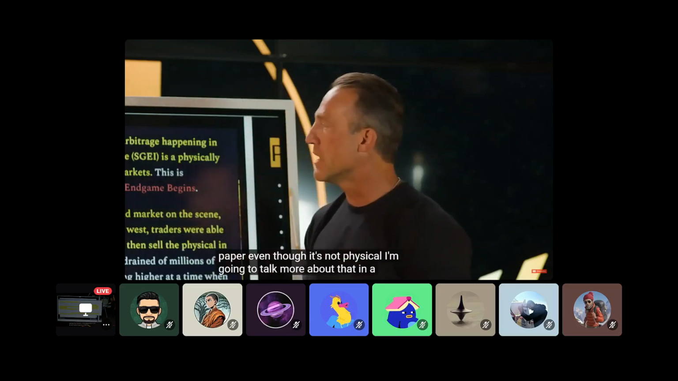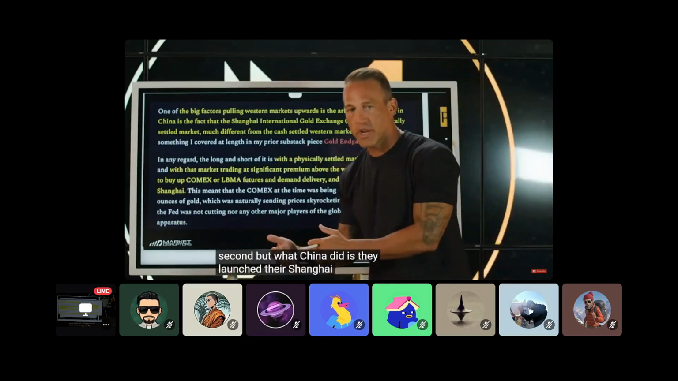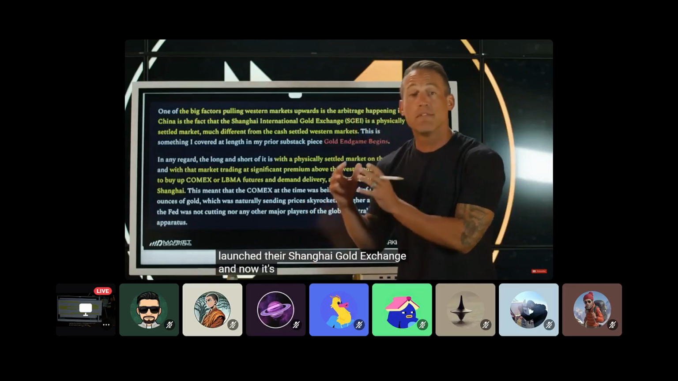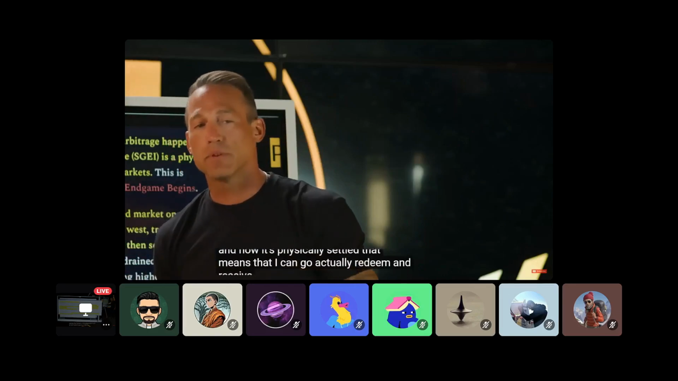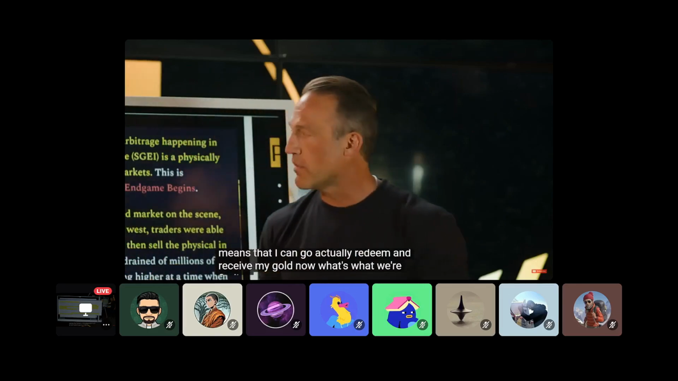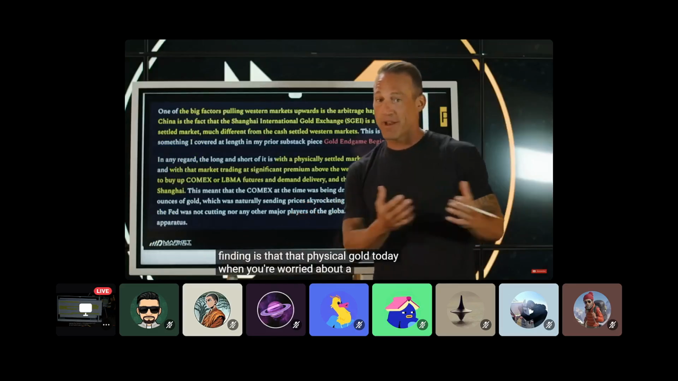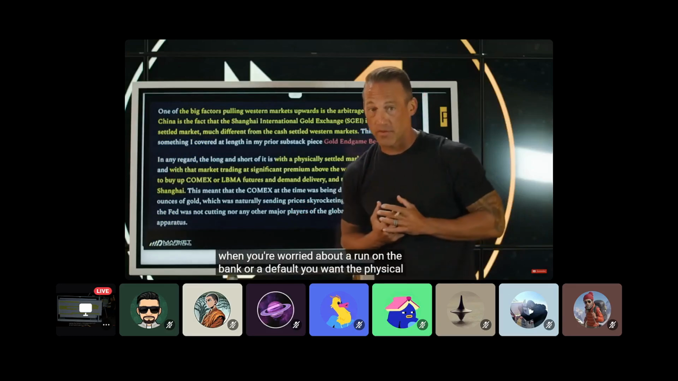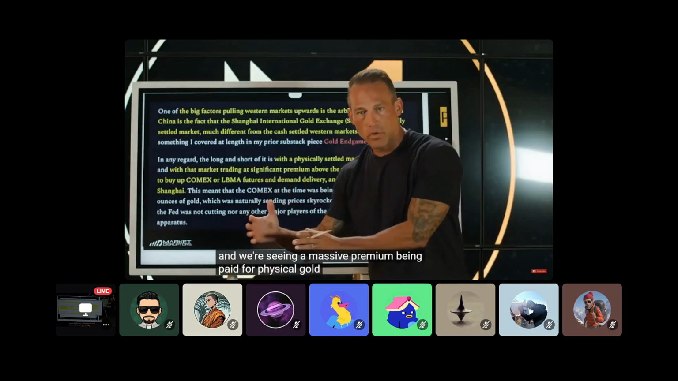I'm going to talk more about that in a second. But what China did is they launched their Shanghai Gold Exchange, and now it's physically settled. That means that I can go actually redeem and receive my gold. Now, what we're finding is that physical gold today, when you're worried about a run on the bank or a default, you want the physical. And we're seeing a massive premium being paid for physical gold.